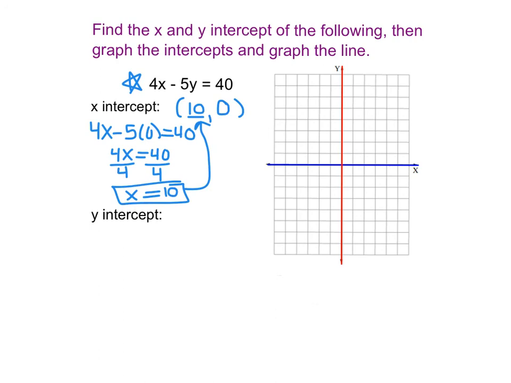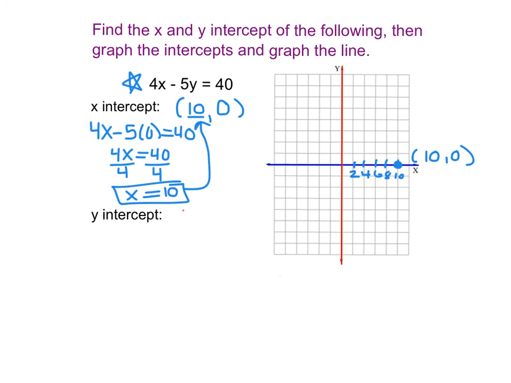Now what I notice when I look here is I don't have 10 slots going from left to right. So what I'm going to do instead is label these by 2. So 2, 4, 6, 8, 10. I'm going to plot that point. At the point x is 10, y is 0. Now from here I need to find my y-intercept point.